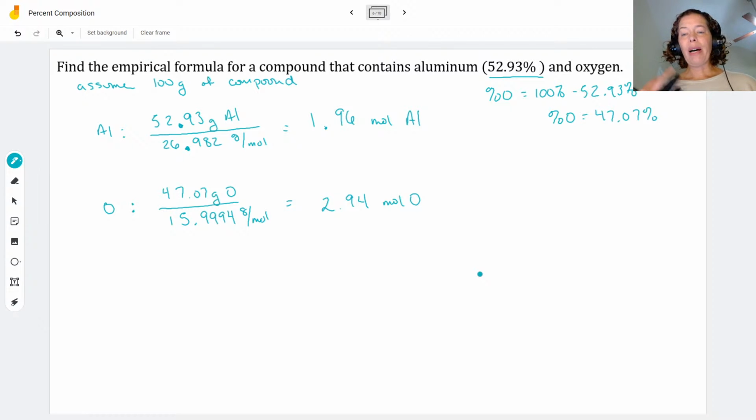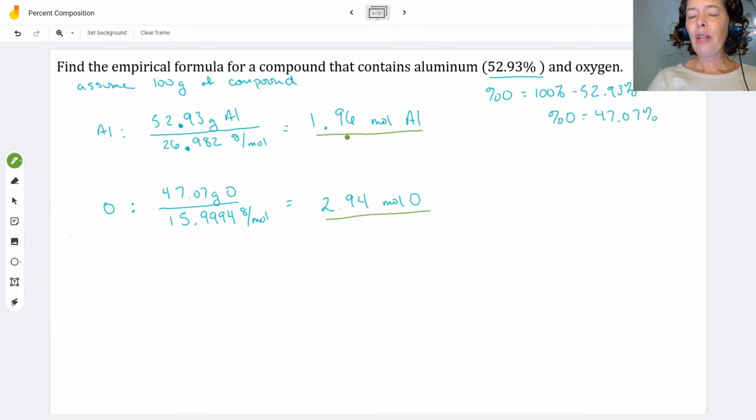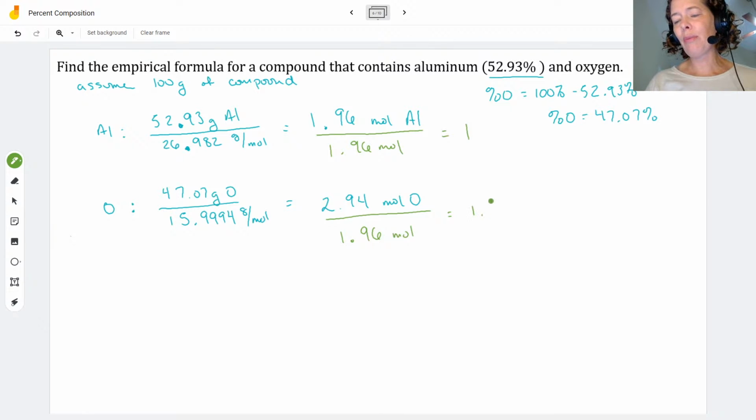Again, I'm looking for my smallest number, which in this case is going to be my moles of aluminum. I'll switch colors just so you can see I'm on my second step. So I'm going to divide each of these by 1.96 to find my whole number ratio. This one is definitely going to be 1. And when you do your oxygen, you get something unusual. Again, you're looking for whole numbers. You should be really, really close to whole numbers, right? But when you do this ratio for oxygen, you get 1.5, which is obviously not close to any whole number.